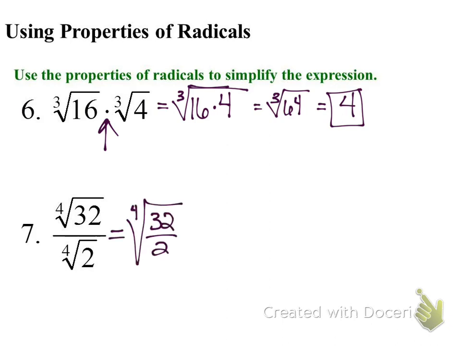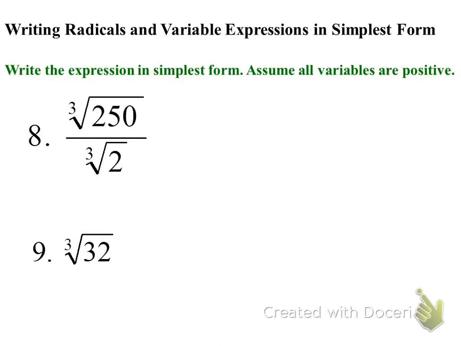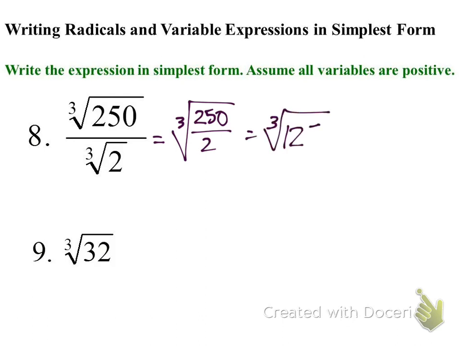So 32 divided by 2, we're looking at 16 there. Fourth root of 16, that is a perfect fourth root. The fourth root of 16 is 2. So the third root of their quotient, 250 halves. Looking at the third root of 125, which is one of those numbers we need to memorize. Third root of 125, we're looking at 5.